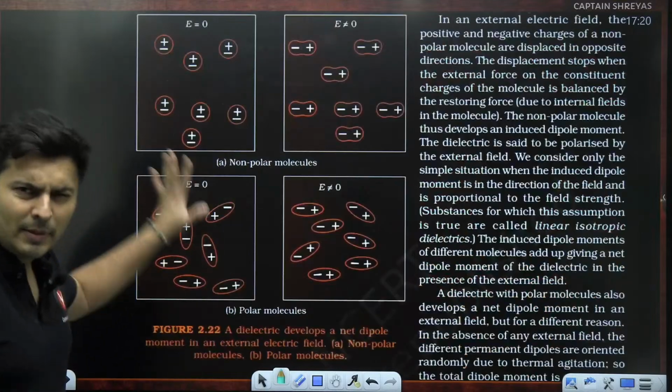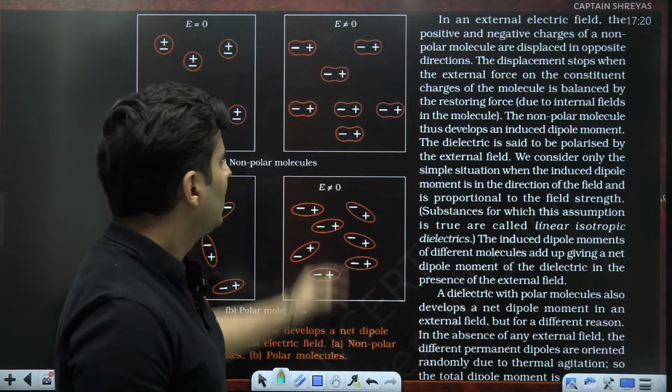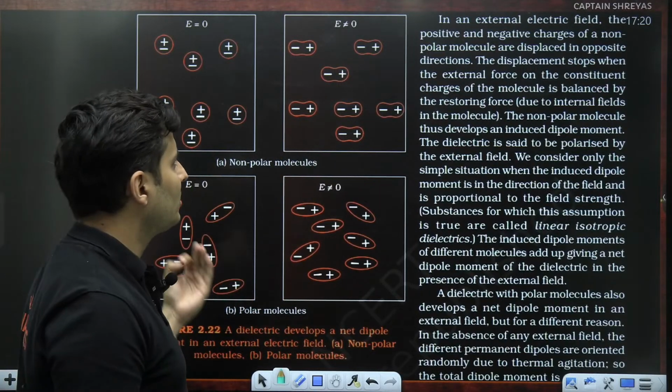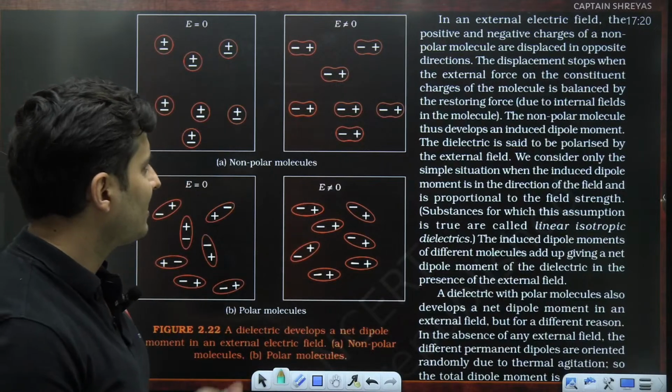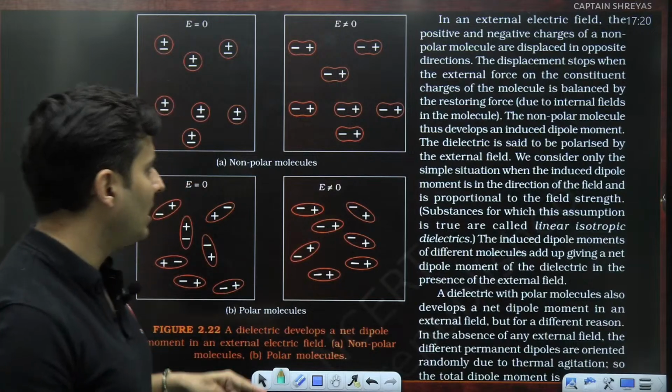Hold on, I will explain everything to you. I'm just underlining all the important points over here. The positive and negative charges are displaced in opposite directions. The displacement stops when the field on the molecules is balanced by the restoring force. The non-polar molecules thus develop an induced dipole moment.